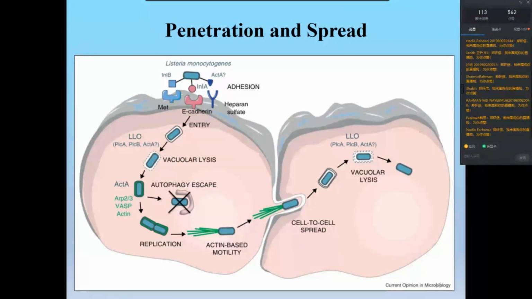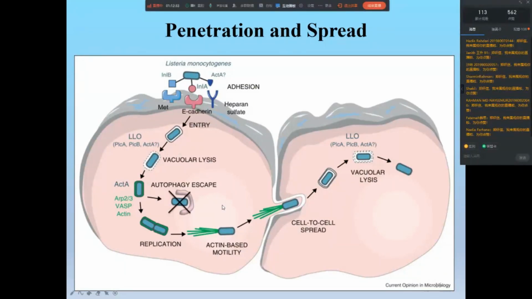So the next step is penetration and spread. For some pathogen, just adherence to the surface is not enough to set up infection. They need to further get into the cell. They need to further get inside of the cell. This step we call penetration.